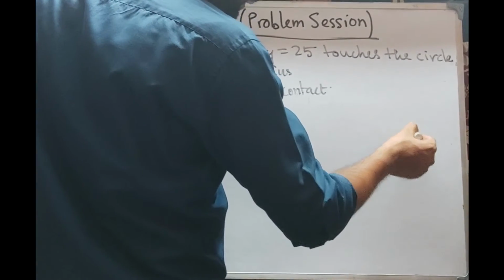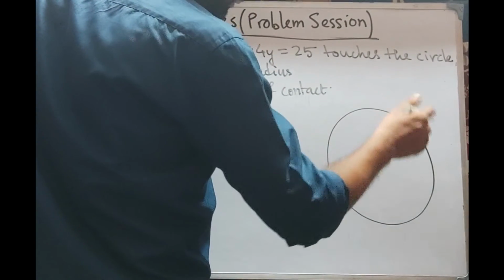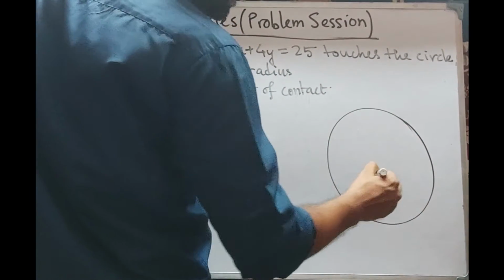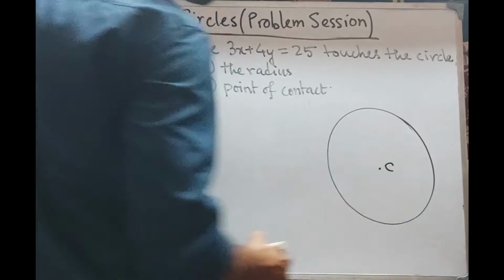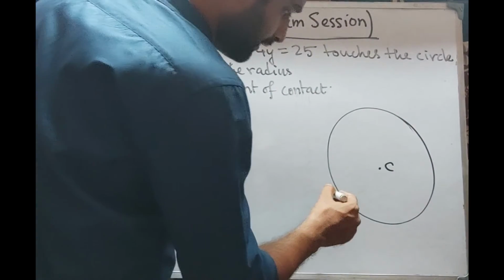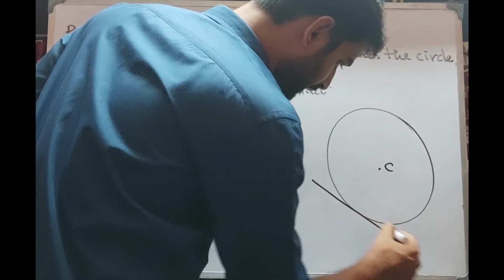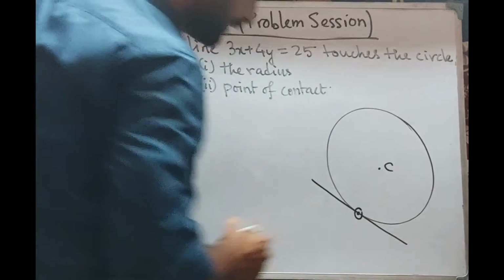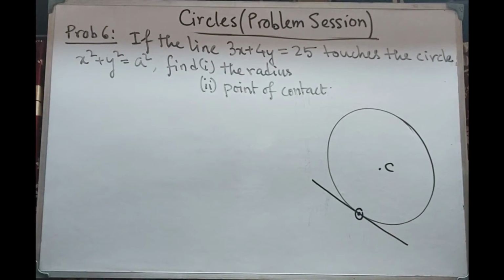So first of all, let us draw the circle. Center C, and it is saying that at some point the straight line is touching the circle at some point of time.